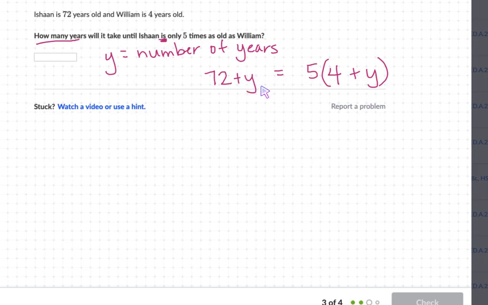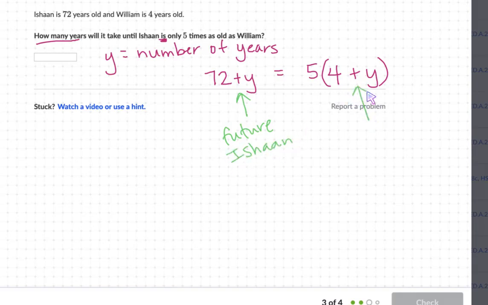Because it's not like we're saying William is going to stay 4, but then Ishan is going to keep getting older, right? If Ishan gets older by y amount of years, William will also get older by y amount of years. But we're saying in that many years, now Ishan will be 5 times as old as William. Okay, so the adding y puts us into the future. This is future Ishan.